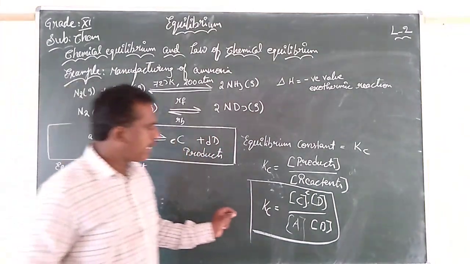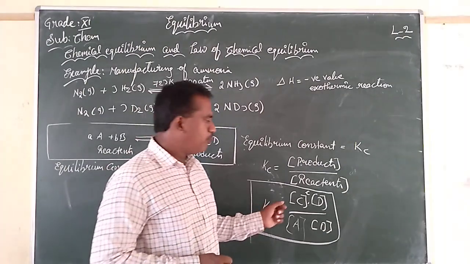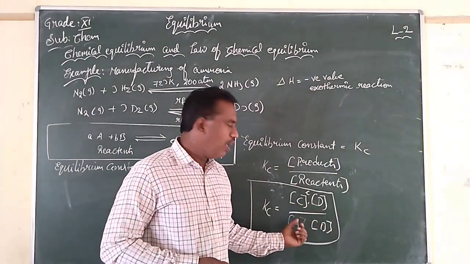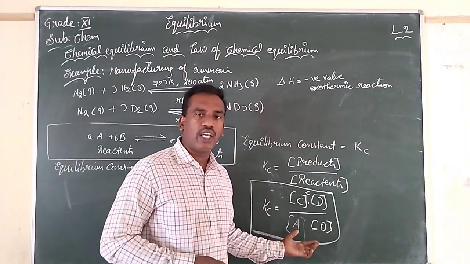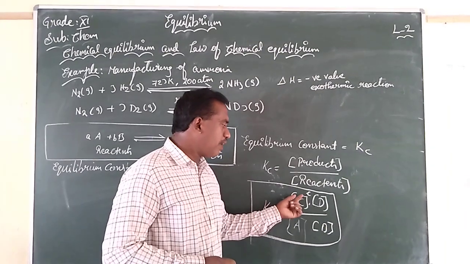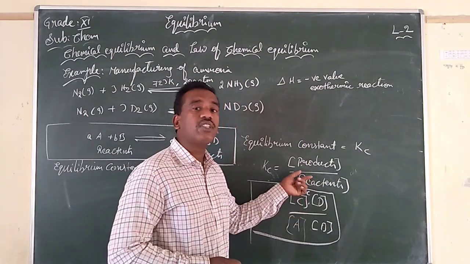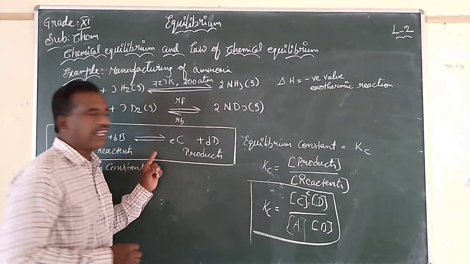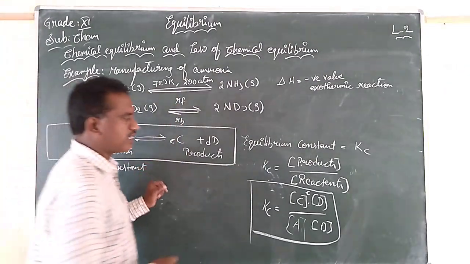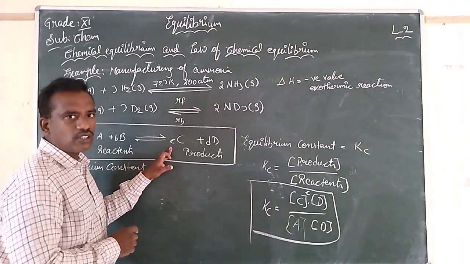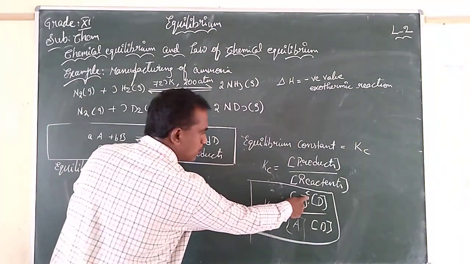So whenever we are writing the equilibrium constant, we set the product of the concentration of the products upon the product of concentration of the reactants equal to a constant value. But here their concentrations are raised to some coefficients that are there in the reaction. So what is the coefficient of C, children? Coefficient of C is small c. I raise it to its power.